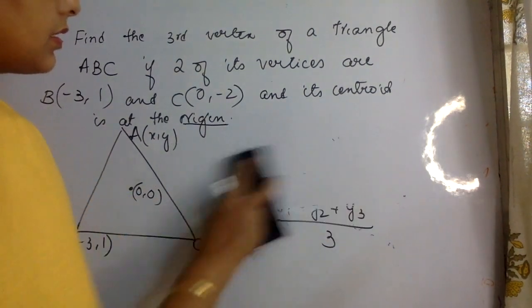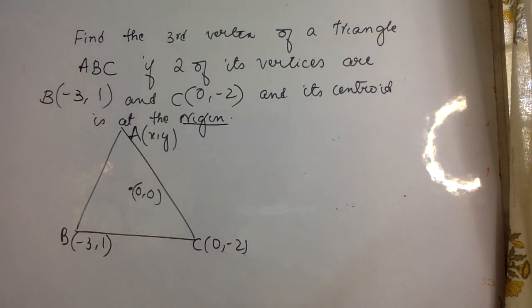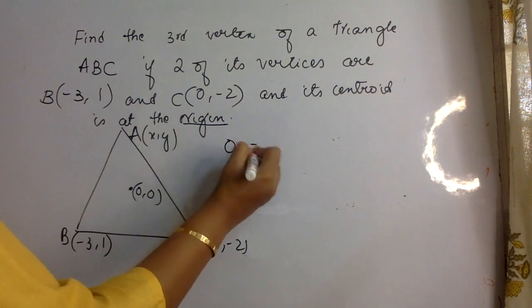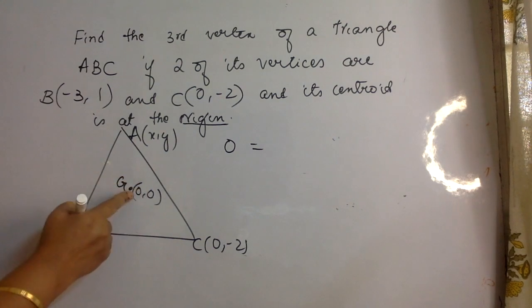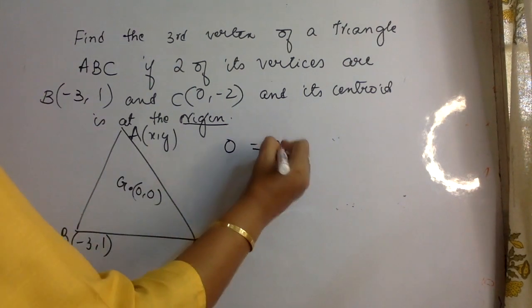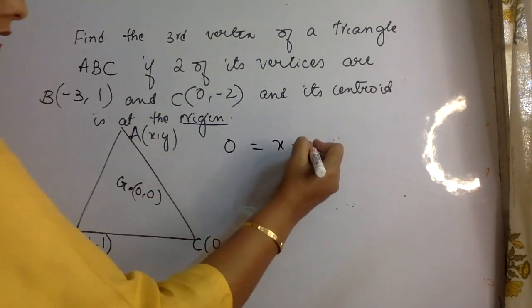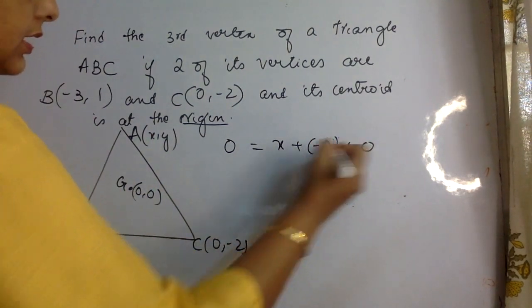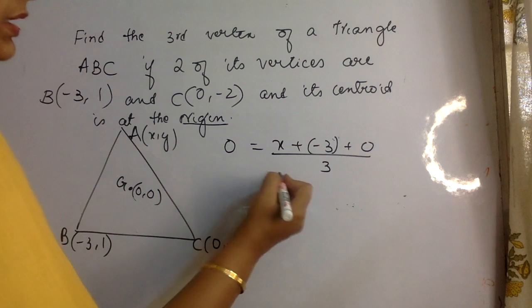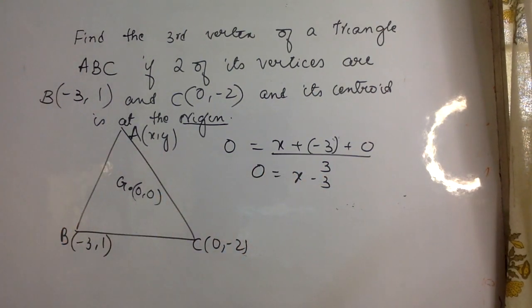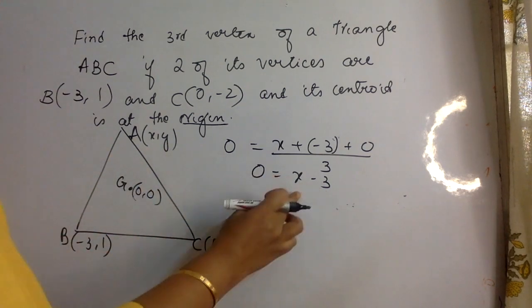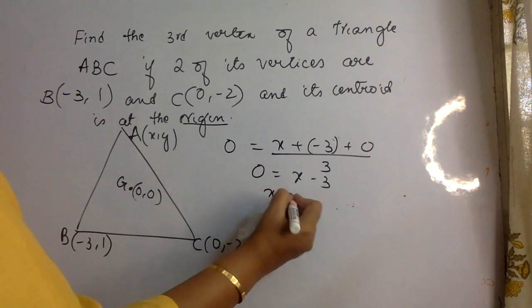So let us start. Very simple linear equations will be formed. O, that is the origin, the x coordinate of the centroid. Okay, centroid will be marked as G. So that is equal to x plus minus 3 plus 0 by 3. Okay, that gives me x minus 3 is equal to 0, x is equal to 3.